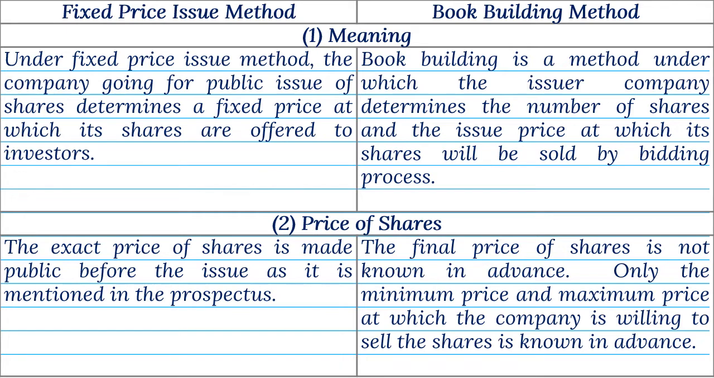2. Price of shares. The exact price of shares is made public before the issue, as it is mentioned in the prospectus. The final price of shares is not known in advance. Only the minimum price and maximum price at which the company is willing to sell the shares is known in advance.